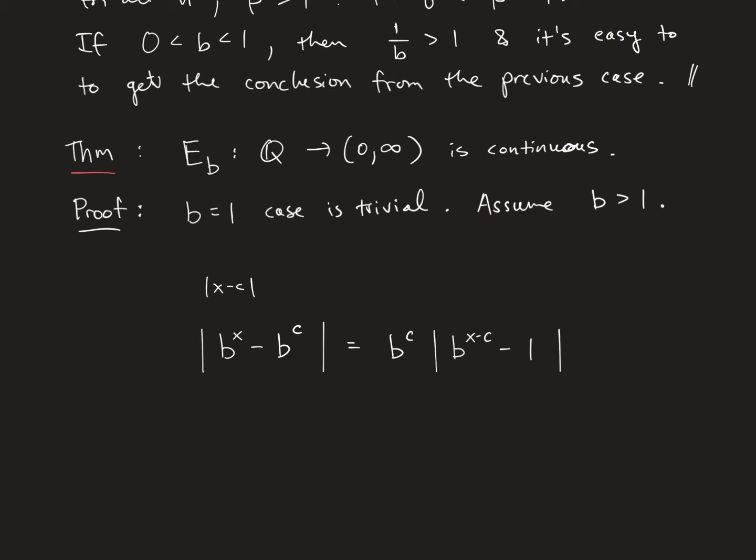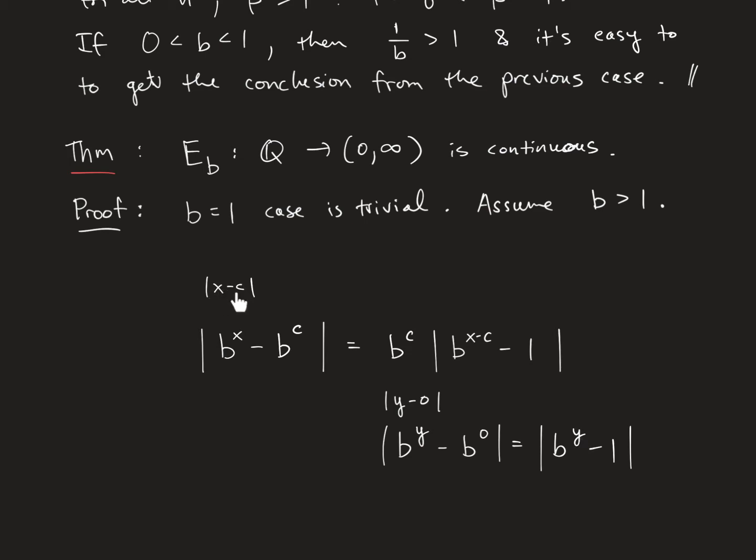But that's just equivalent to the continuity of this exponential function at 0, right? Because if we look at b to the y minus b to the 0, that's b to the y minus 1. So if the distance between y and 0 is small, we want to control b to the y minus 1. That's just talking about continuity of this exponential function at 0. But that's exactly the situation we have here.